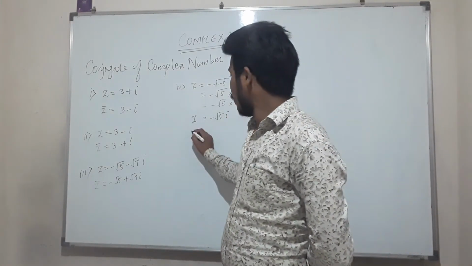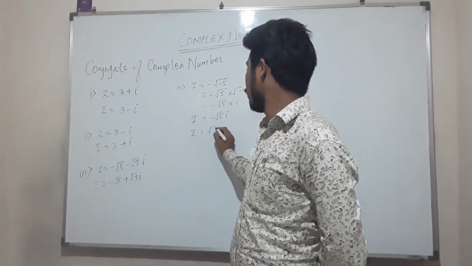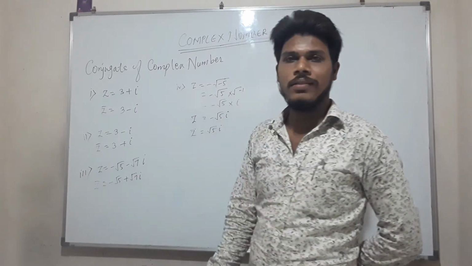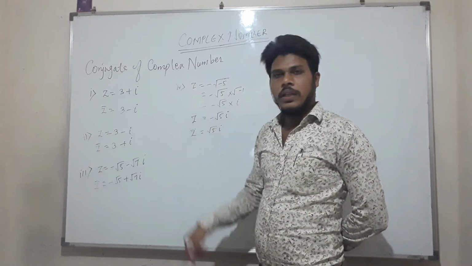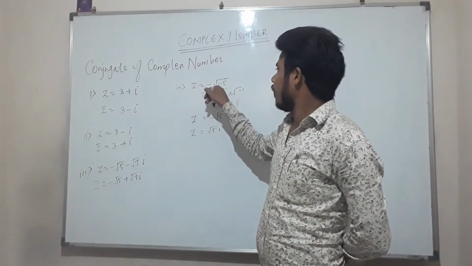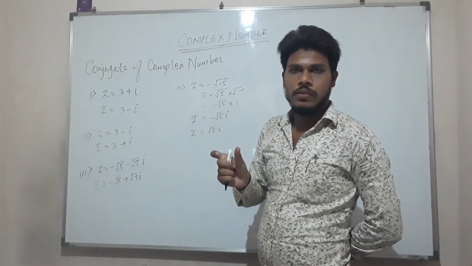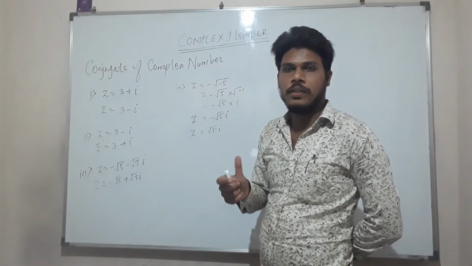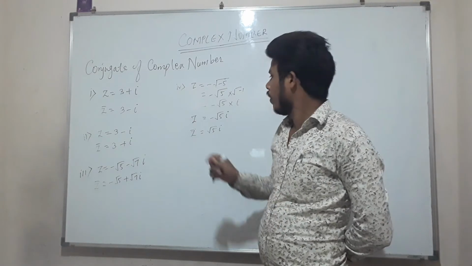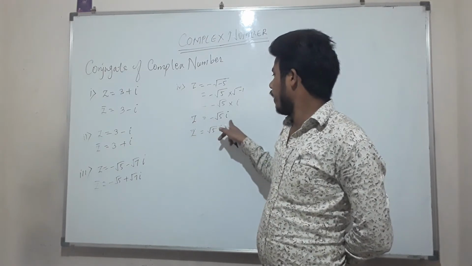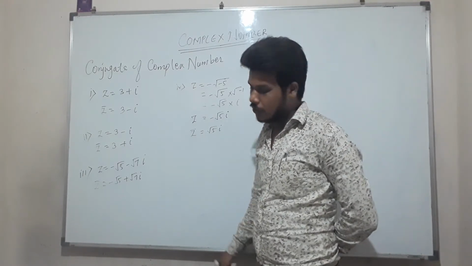So conjugate of it will be z bar is equal to minus will change into plus, because we have to change the sign of imaginary part. So if the question is like minus of square root of minus 5, if minus 1 is in square root, so we will take that square root of minus 1 as i, okay, because i is equal to square root of minus 1. So z is equal to minus root 5i, so z bar is equal to root 5i.